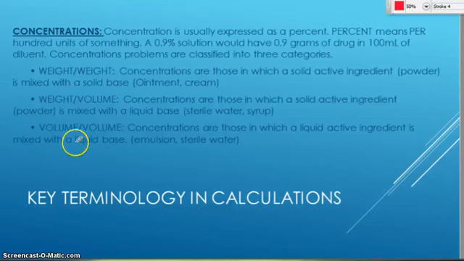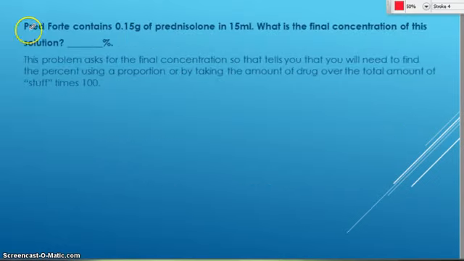So let's take a look at our first example. This is a prescription for Pred Forte, and it contains 0.15 grams of prednisolone, so that's our drug, in 15 mils. So that's what the volume is. So it's 0.15 grams in 15 milliliters. So we're trying to find the final concentration.